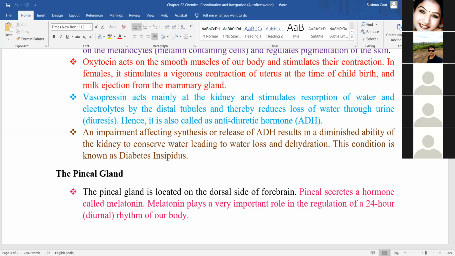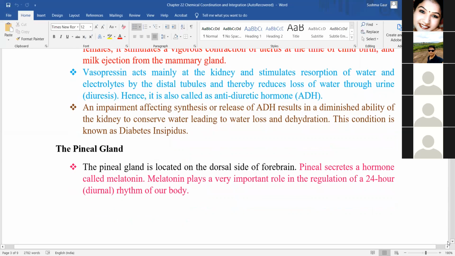So there, vasopressin is mainly responsible for reabsorption of water and electrolytes. The loss of water through urine, that is diuresis, will be prevented or reduced by the action of vasopressin. Therefore it is also known as antidiuretic hormone. This is a very important question: which of the following is also known as antidiuretic hormone? You should reply that vasopressin is the other name for antidiuretic hormone.